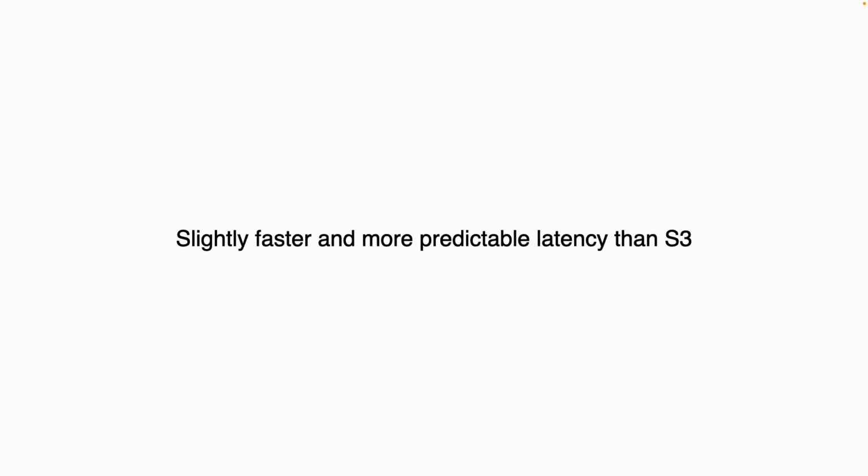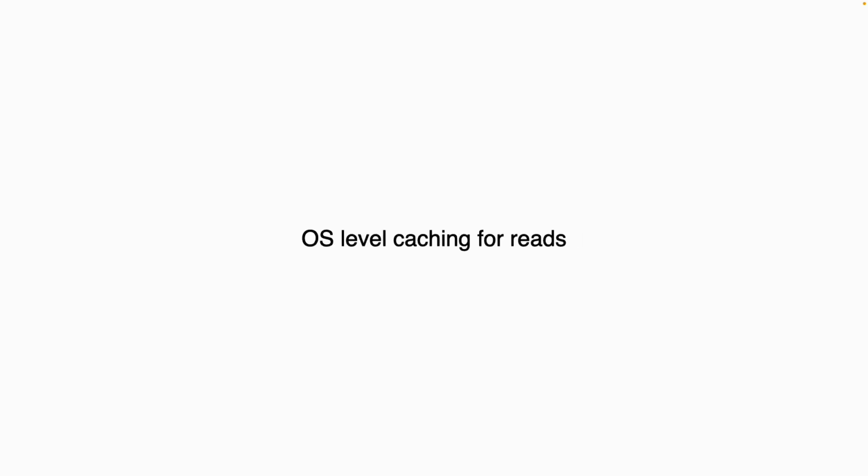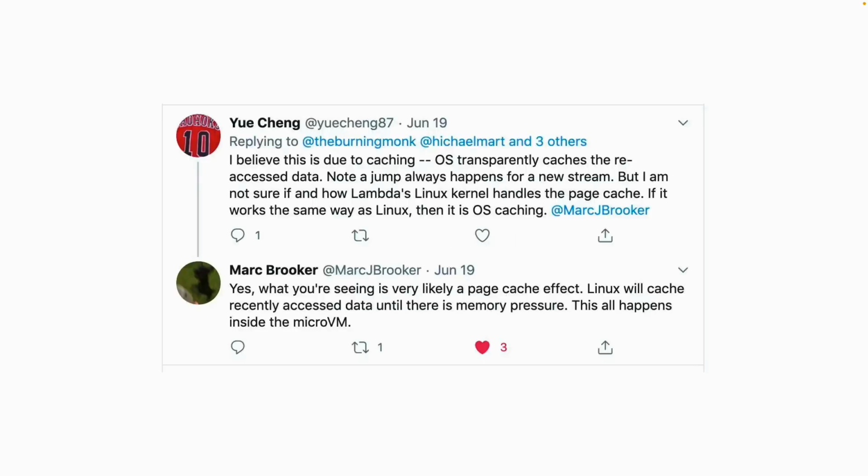Having said that, compared to S3, reading from EFS is slightly faster, and the latency is also more predictable. And you also benefit from OS-level caching for reads on files that don't change very often. So if you need to access a previously accessed file while it's still in the OS kernel, then you don't incur the full read latency, as confirmed by Mark Brooker, who is one of the senior principal engineers at AWS.